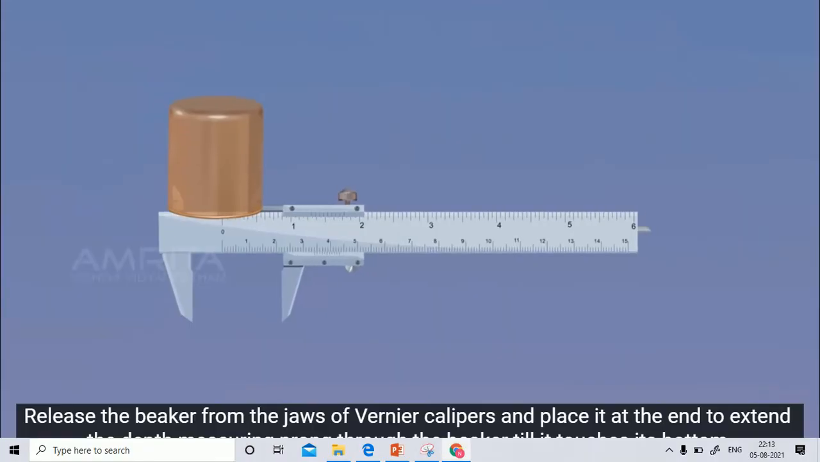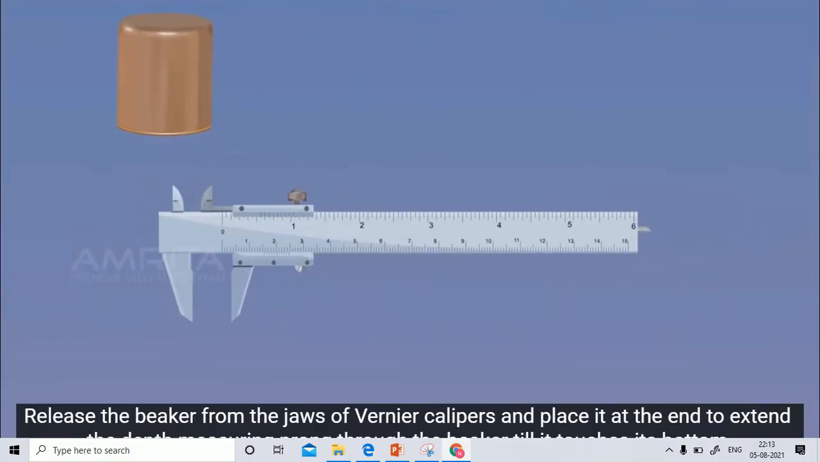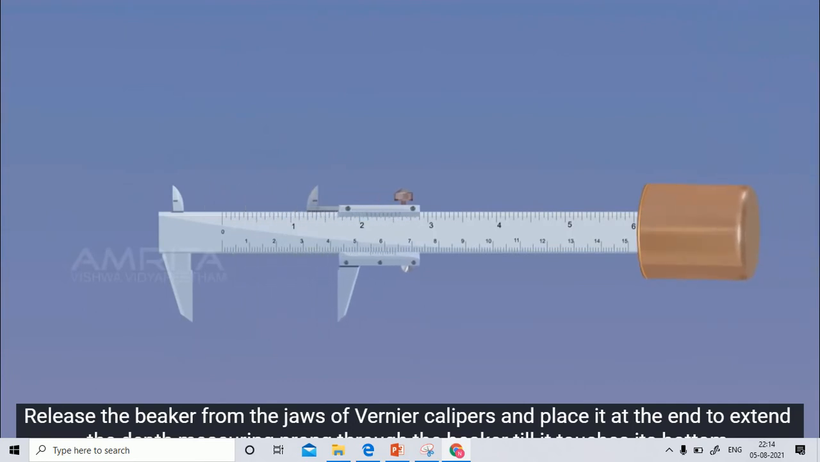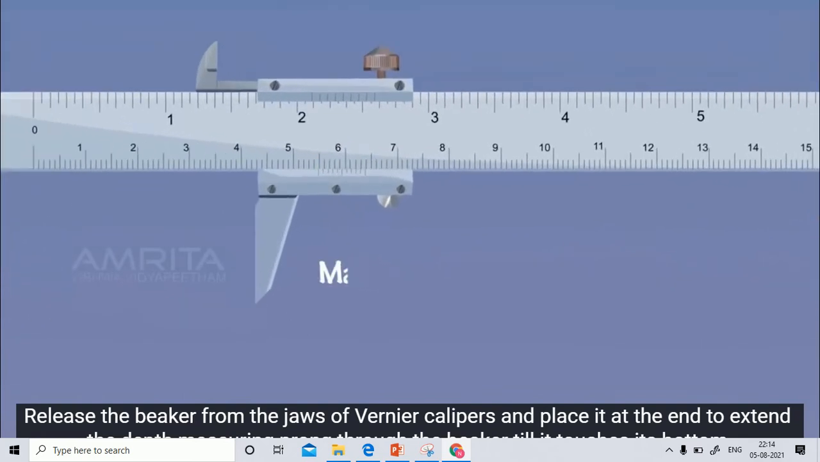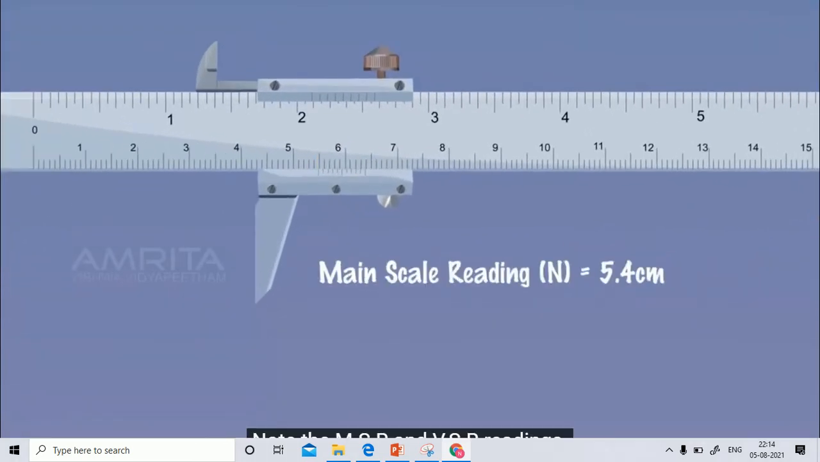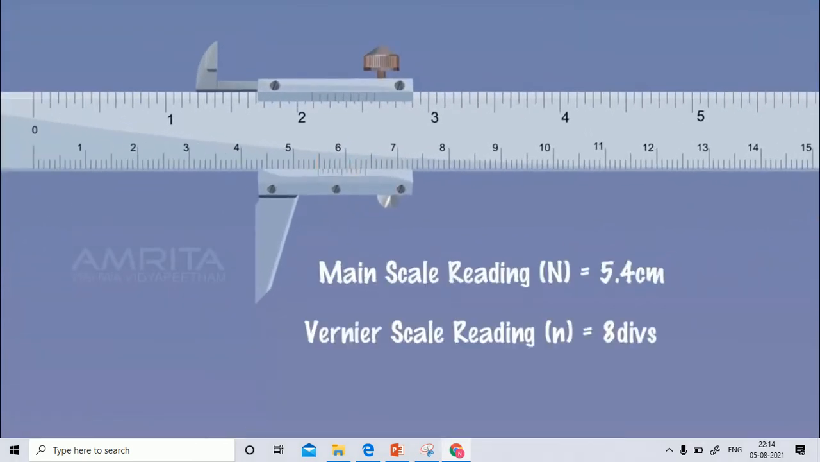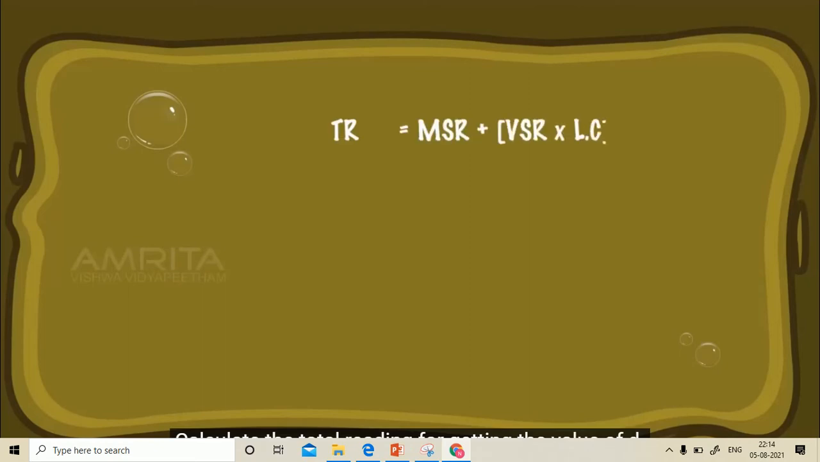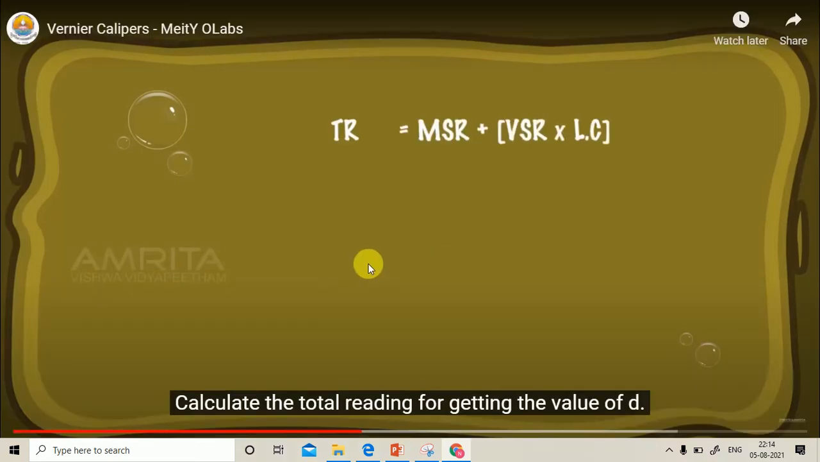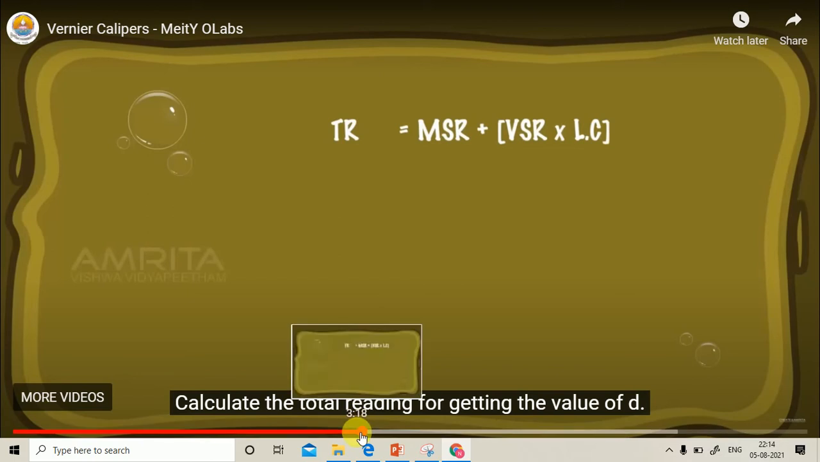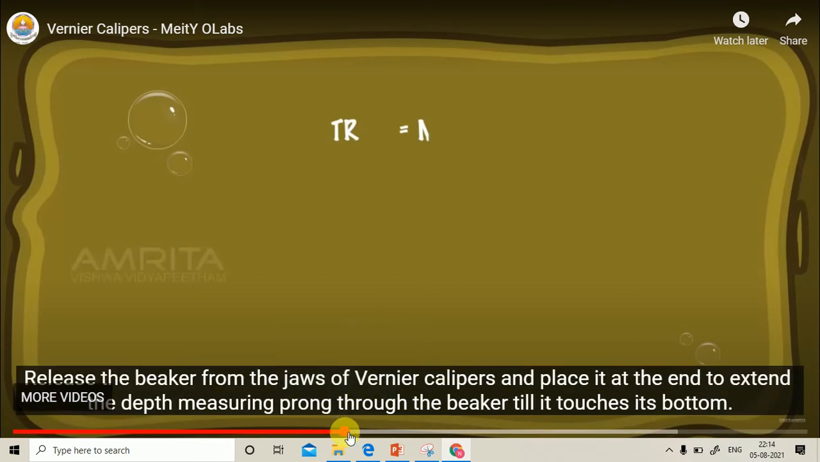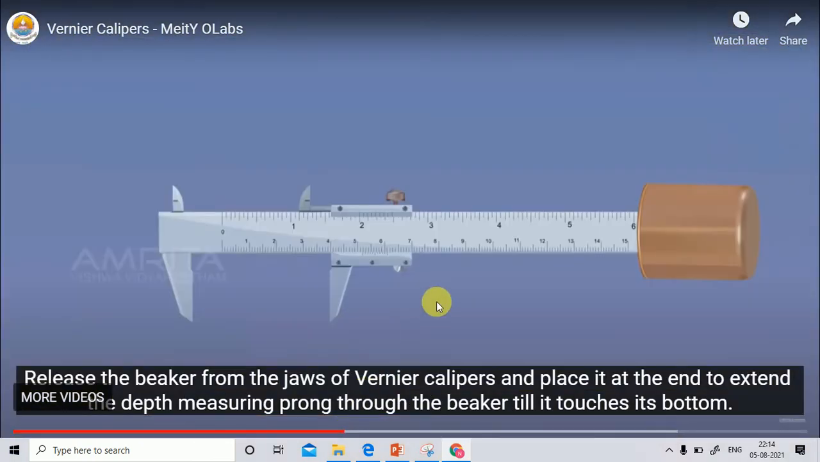Now we are going to find the depth of this calorimeter. To find the depth, the calorimeter is placed horizontally and the line given at the back side of this vernier caliper should touch the base of the calorimeter. After getting that contact, let us measure the main scale reading and vernier coincidence for this calorimeter.